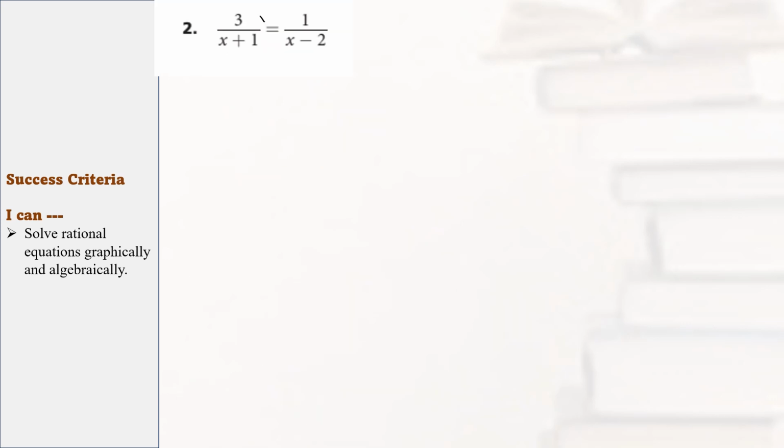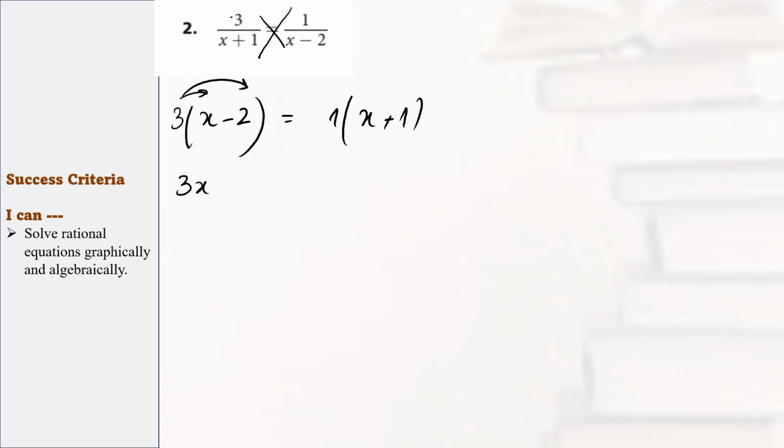Next question, we have to cross multiply. So 3 times x minus 2 equals to 1 times x plus 1. Open the bracket using the distributive property. 3 times x, 3x, minus 3 times 2 is 6. 1 times x is x and 1 times 1 is 1. Bring all the x on one side and the number on the other side.